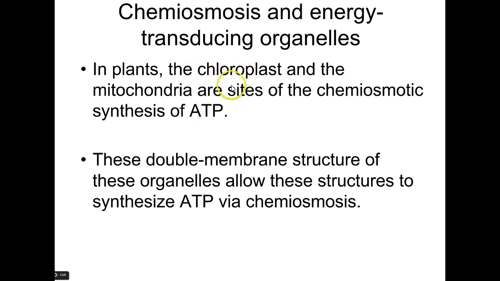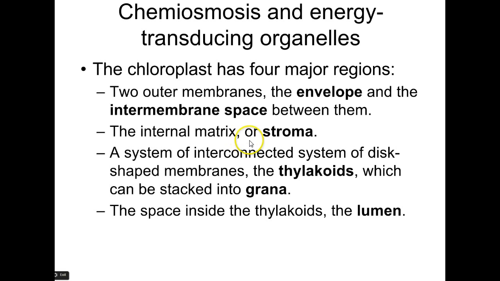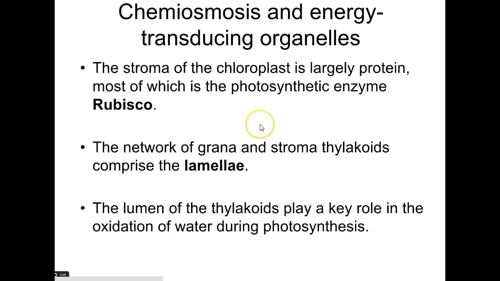In plants, it's the chloroplast and mitochondria. They're double membrane bound. You've seen these before. Here's a picture of where the light reactions actually occur, which we're going to be talking about. And you remember they have these different structures.